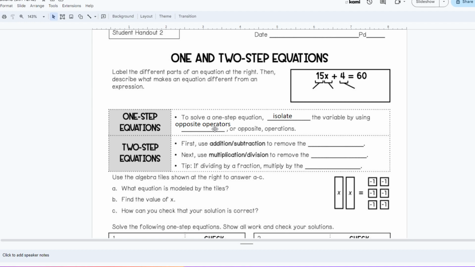So if we see hot, we think of cold. If we see big, we think small, because those are our opposites. So if we see addition and subtraction, if we see addition, we use subtraction. If we see subtraction, we use addition. It's the opposite.